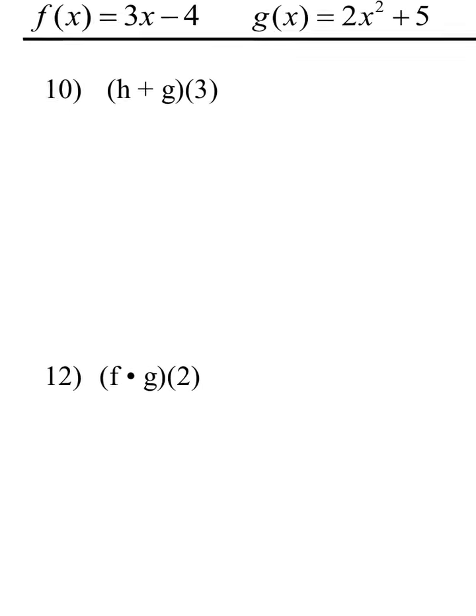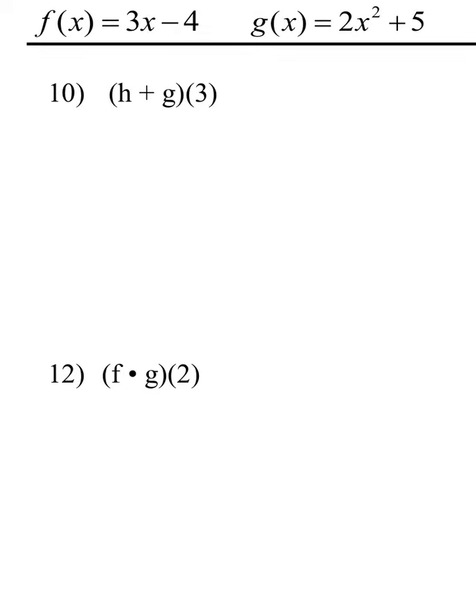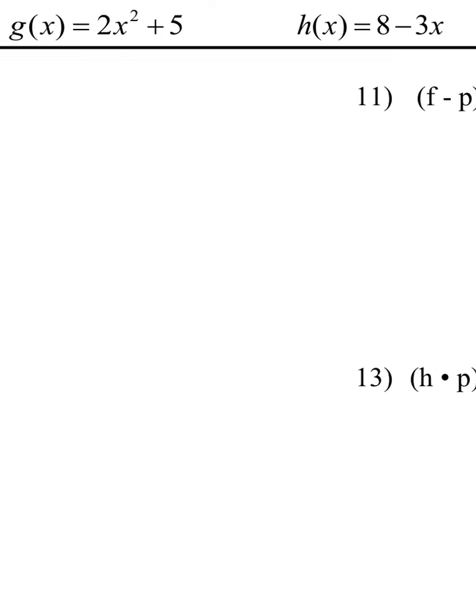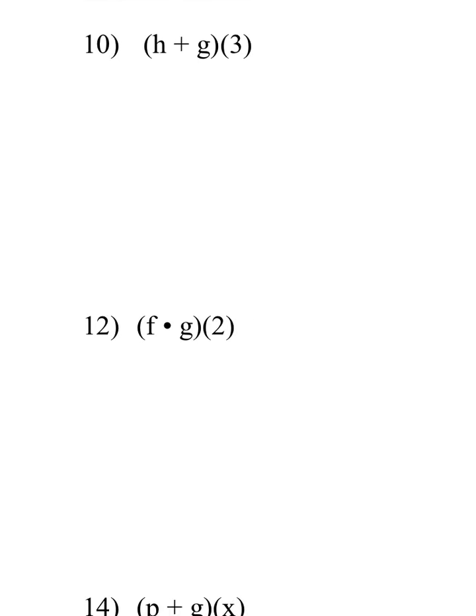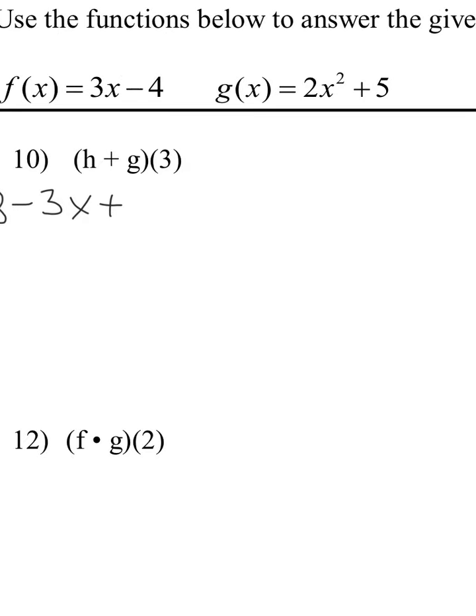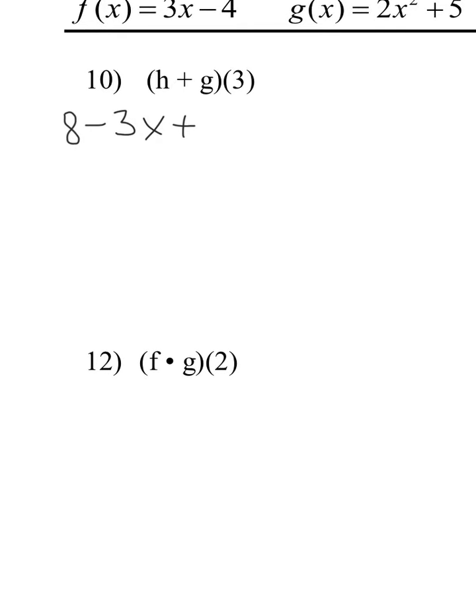Okay, so we have this function right here, h plus g of 3. All right, so function h is 8 minus 3x, plus g. What's g? g is 2x squared plus 5. And I'm going to add those two functions together. In other words, I'm just going to combine like terms.